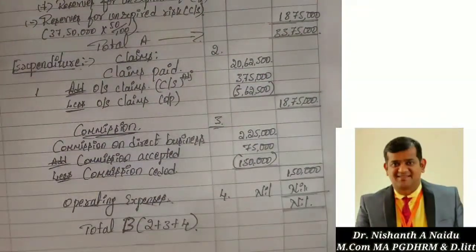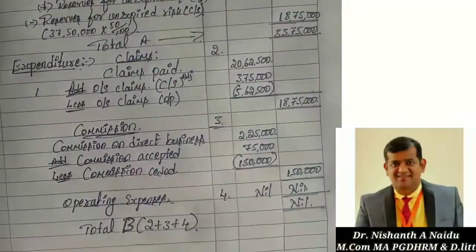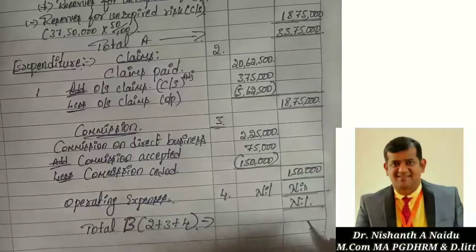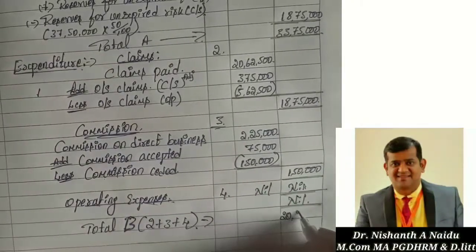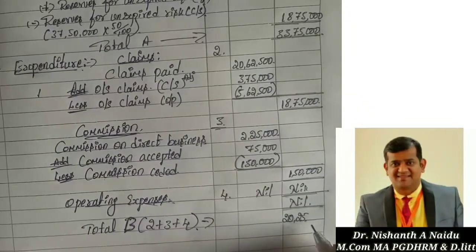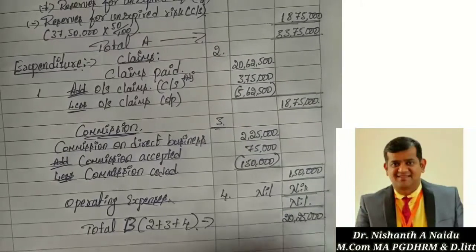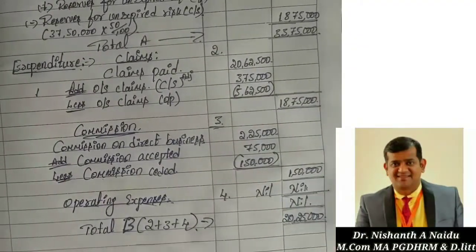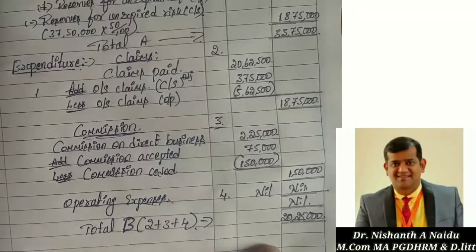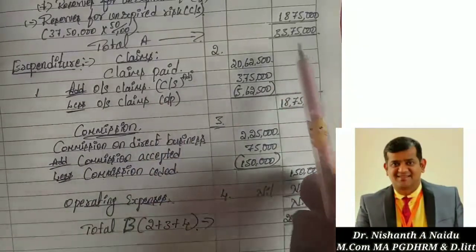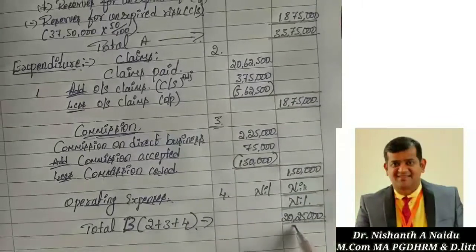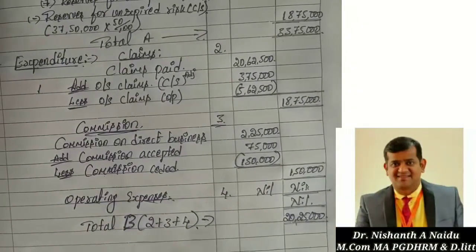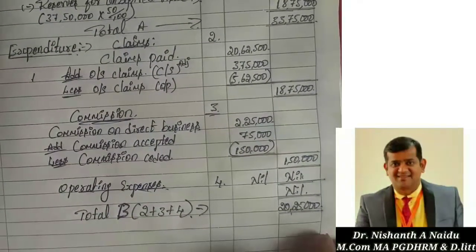18,75,000 plus 1,50,000. Then nil we have, so that comes to 20,25,000. Total B is 20,25,000 rupees. Okay, so this is total expenditure. See, in this problem, total income is 33,75,000 and expenditure is 20,25,000. So the business is under profit.